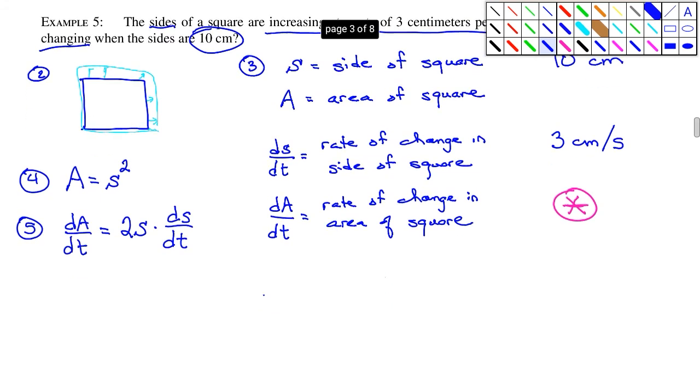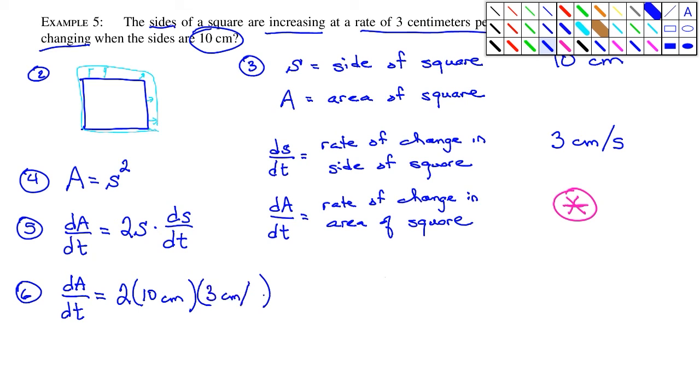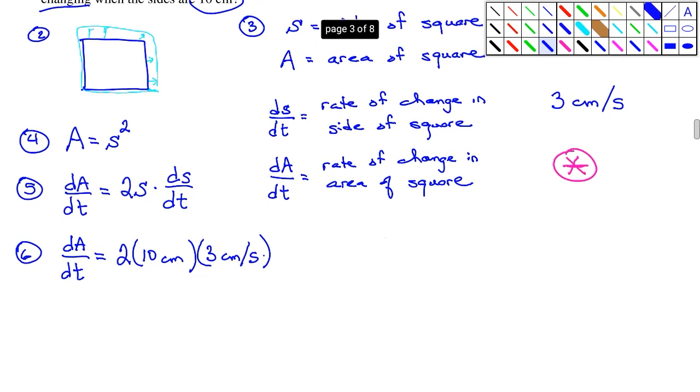Step 6, substitute in the values that we know and make sure we get the one that we're looking for. So we're looking for dA/dt, and everything is set up for that. Then we're going to have 2 times the side, which is 10 centimeters, times ds/dt, which is 3 centimeters per second. And you multiply that out. 2 times 10 times 3 is 60. Centimeters times centimeters would be centimeters squared divided by s.